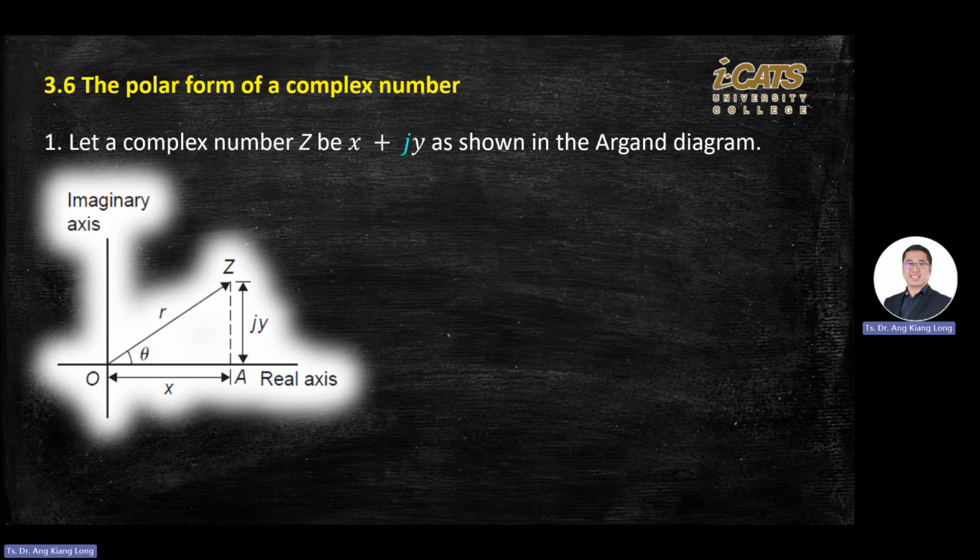So if you draw on the Argand diagram, you should look something like this. Your x means real component, j is an imaginary component. So x and jy like this. When you draw on the Argand diagram, this is your vector from origin. R is your complex number.